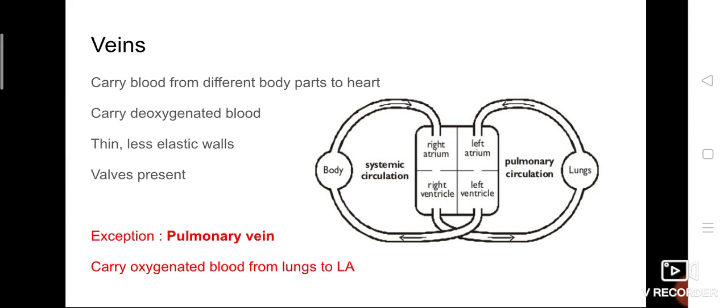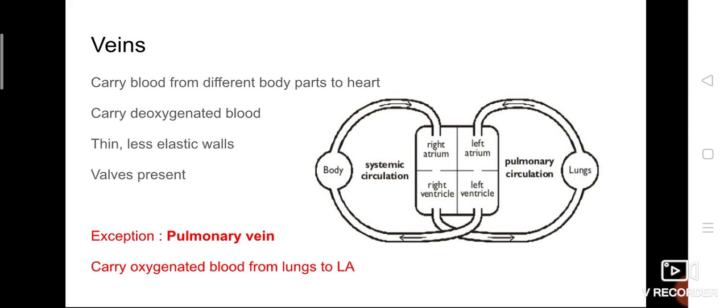So that blood is what blood? Oxygenated. But veins are usually what? Deoxygenated, isn't it? Veins carry blood from different body parts to the heart. So the lungs are connected with the left atrium, so it is definitely a vein. But here the vein is carrying what? Oxygenated blood. So this vein is called the pulmonary vein, and it is the exception because it carries oxygenated blood. I hope you somewhat understand arteries and veins. Arteries and veins are just opposite to each other.